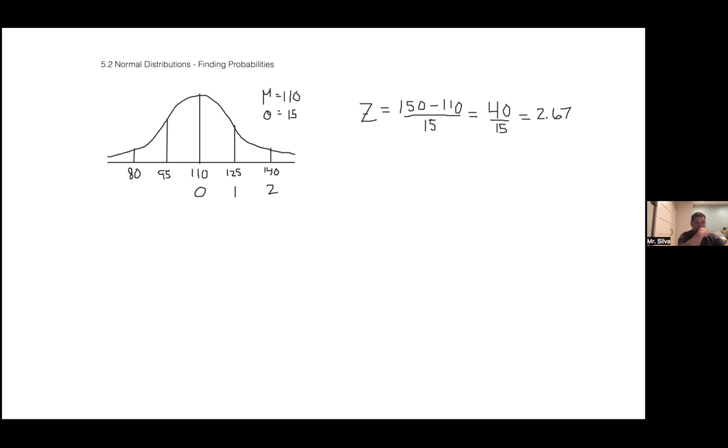A16, A17. I'm going to look up 2.67. Go down to 2.6. Go across to 0.7. 0.9962. We're talking percentile.